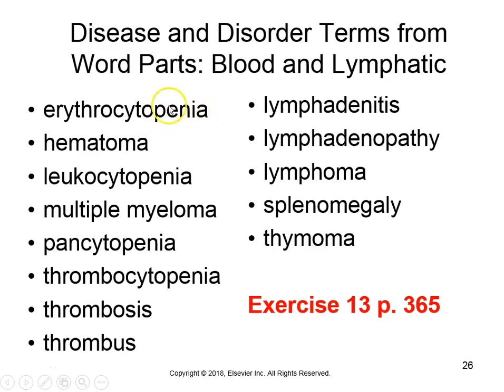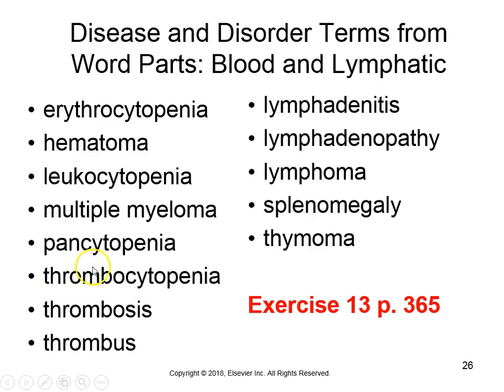Erythrocytopenia. So this would be a deficiency in red blood cells. A hematoma would be, technically it means a tumor of the blood, but usually it's a broken blood vessel of some kind. Leukocytopenia would be a reduction in your white blood cells. You can have a myeloma, so that would be tumors in your blood marrow. If you have loss of all of your different blood cells, then you would have pancytopenia for all of them.